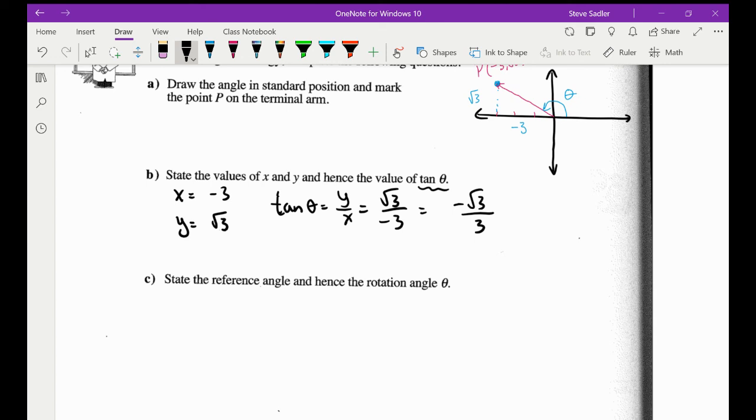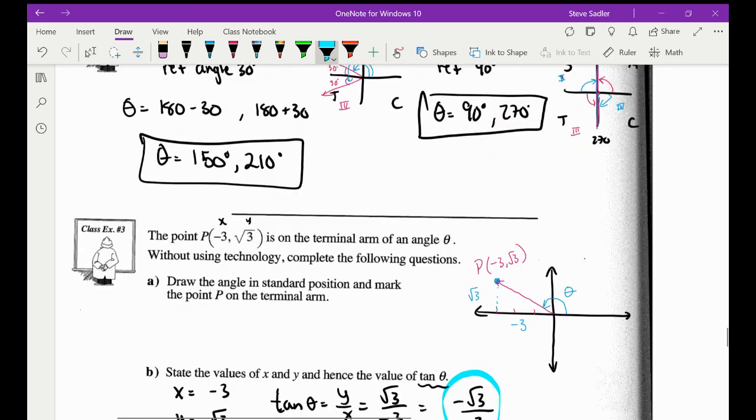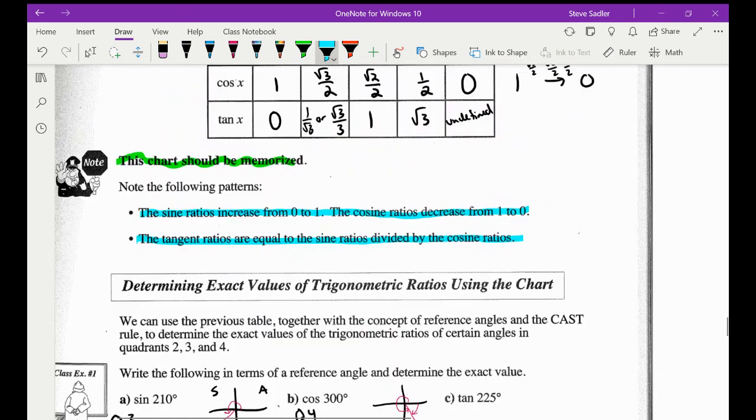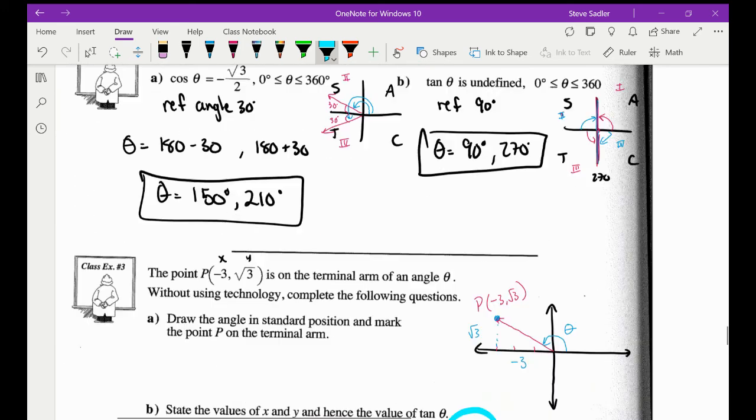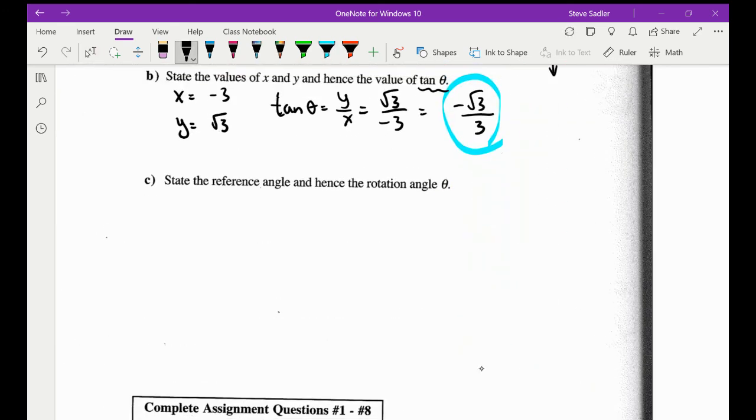State the reference angle and hence the rotation angle. So we have to look up negative root 3 over 3, or just root 3 over 3 for tan. So if we come up here and tan, here it is right here, root 3 over 3. So our reference angle is 30. Reference angle is 30 degrees.